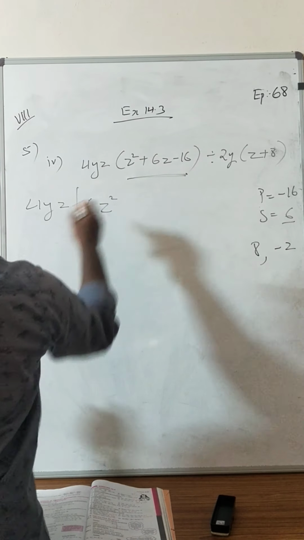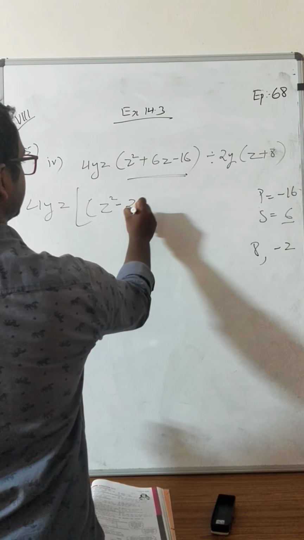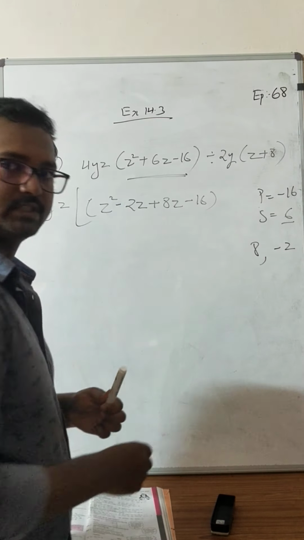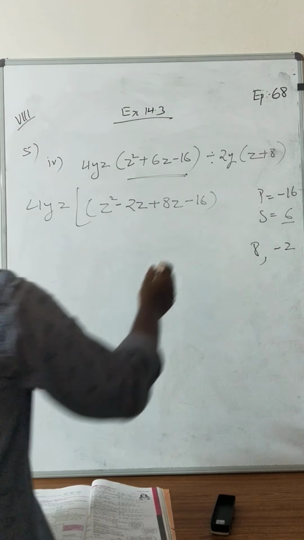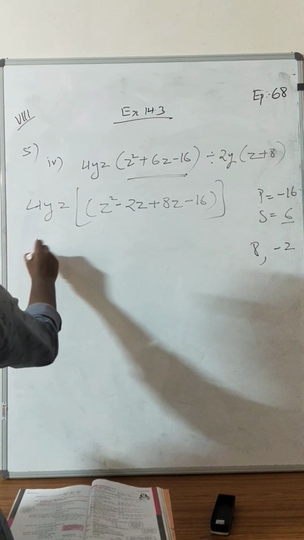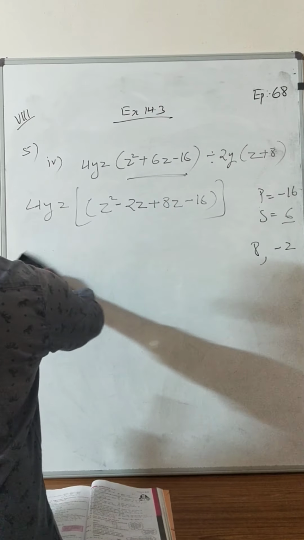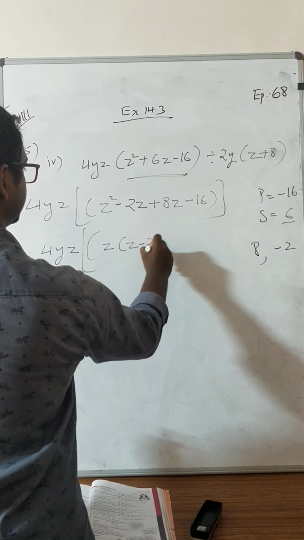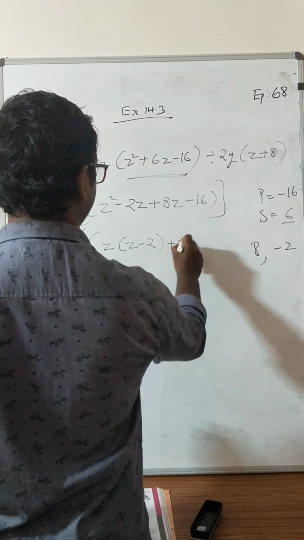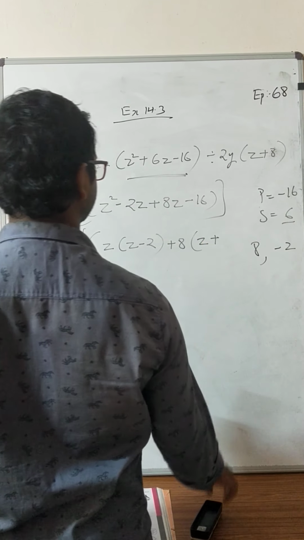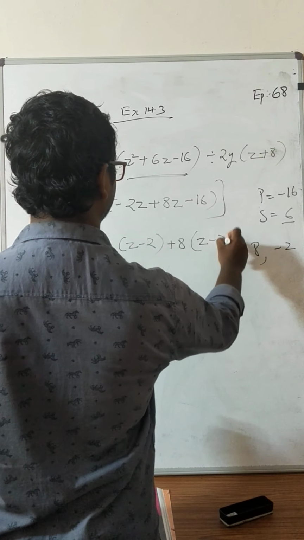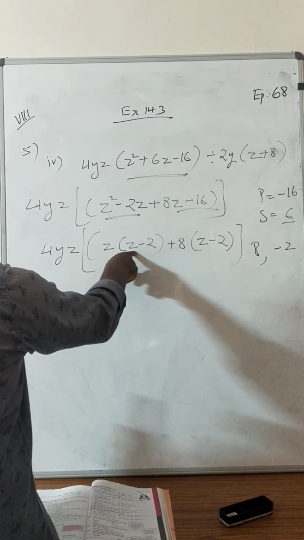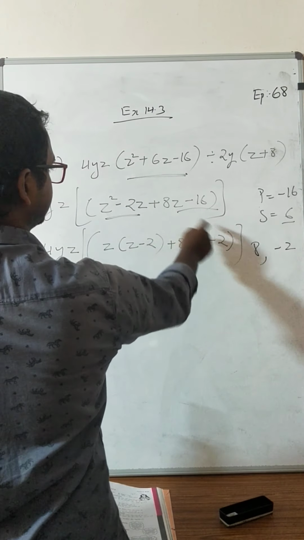Here z square minus 2z plus 8z minus 16. What I am going to do is keep 8z and 16 close to each other. That way taking common will be easier. So 4yz in the bracket z minus 2 plus 8 z minus 2. Here from these two terms I have taken z as common. When I take z as common, I will be left with z minus 2. Here when I take 8 as common, I will be left with z minus 2.